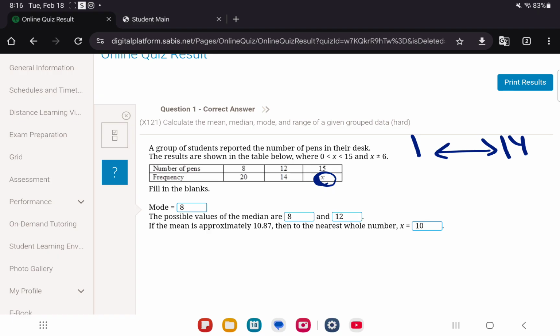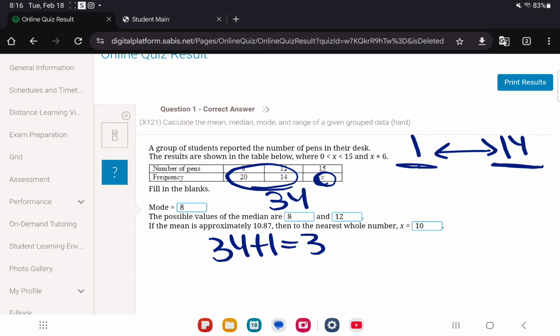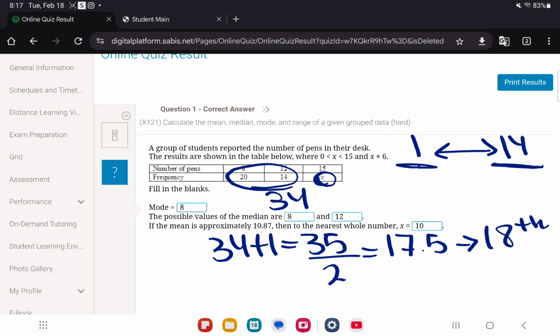Okay, so the frequencies we know are 20 and 14. If we add them up, you get 34. So let's use that for now. Let's add this number to 34. So 34 plus 1 equals 35. To find the median, we always have to put it over 2. 35 over 2 is 17.5. We round it up and you get 18. So we need to find the 18th value.